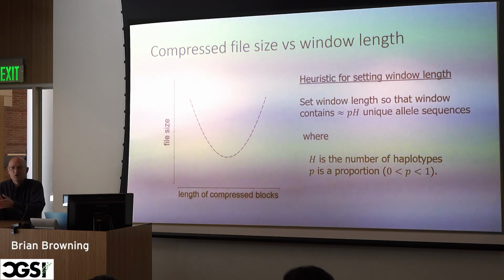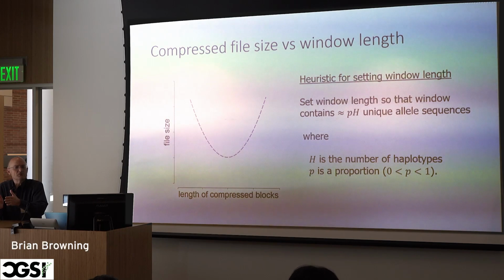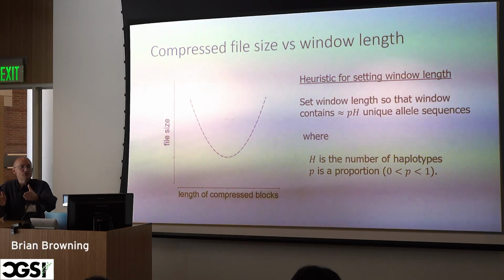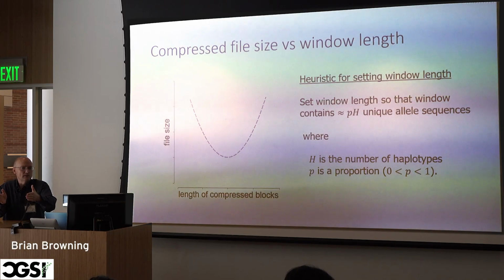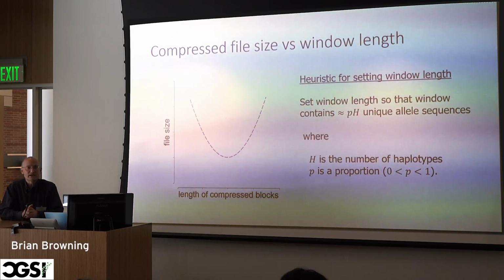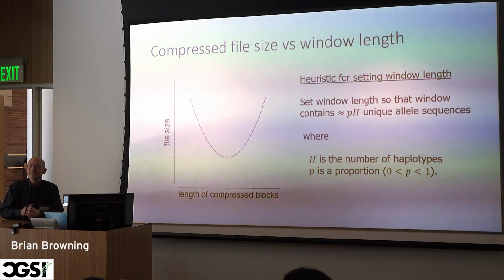You go one window or one marker, and you have the number of alleles. You take the next marker, you have a few more unique haplotypes. Every time you add a marker, the number of unique haplotypes can go up. It can't go down. It can only stay the same or go up. You just keep marching along until the number of unique sequences is p times h, or close to it. As soon as it is, you stop, you start the new window. So conceptually, that's a very easy way to define windows.